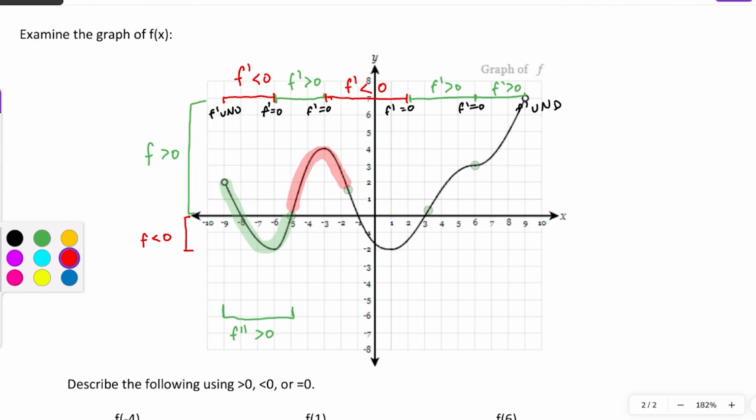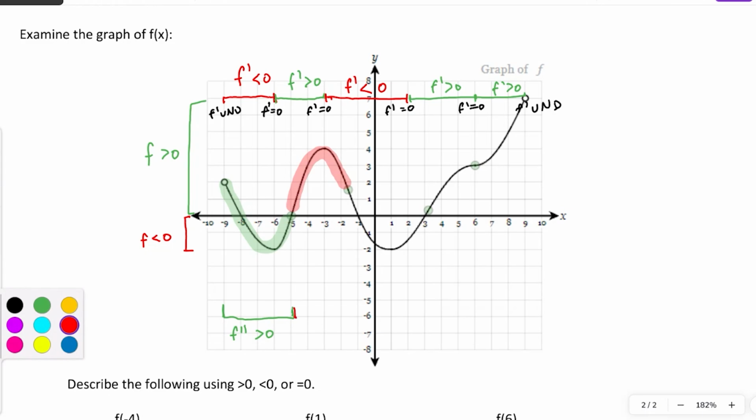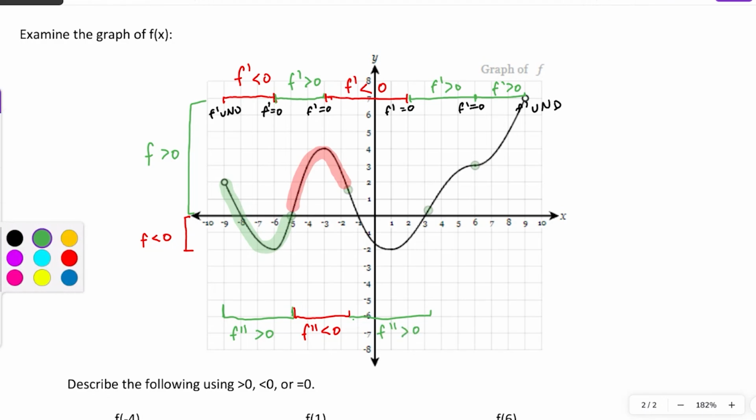Okay, so from -5 to, looks like -1.5-ish. Let's not be too concerned about the actual values here. Just want to get the concept down. The second derivative is negative. Between -1.5 and, I'm going to call it pi because it's right past 3, the second derivative is positive. We can see that the graph is concave up here.